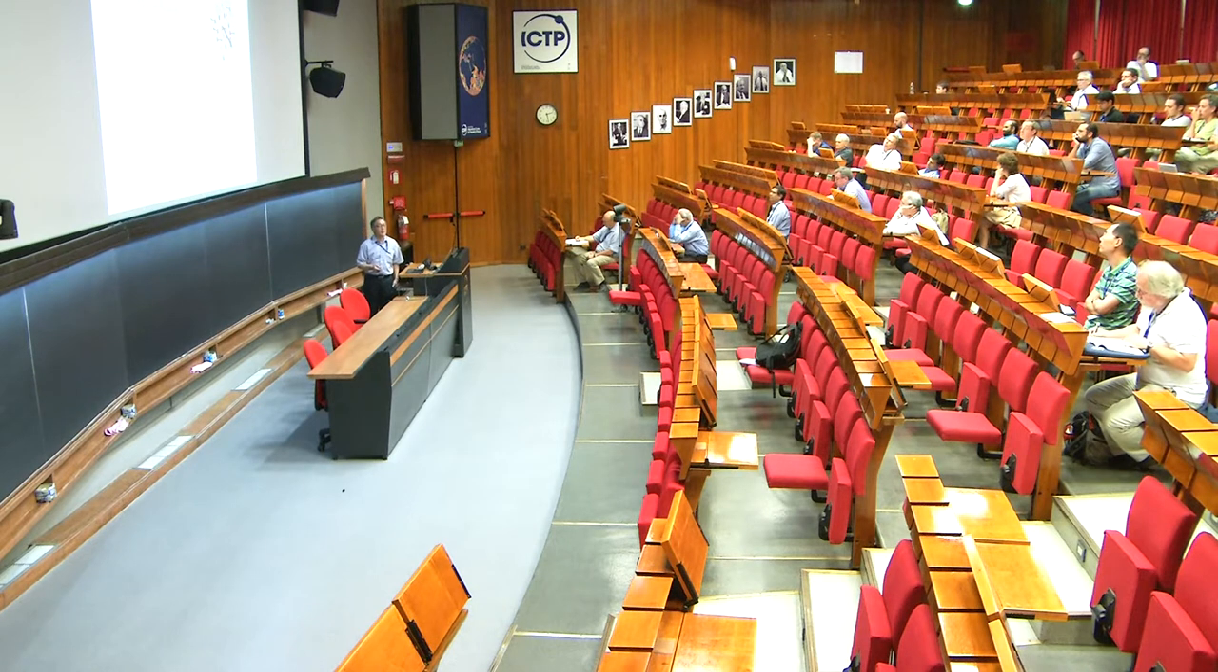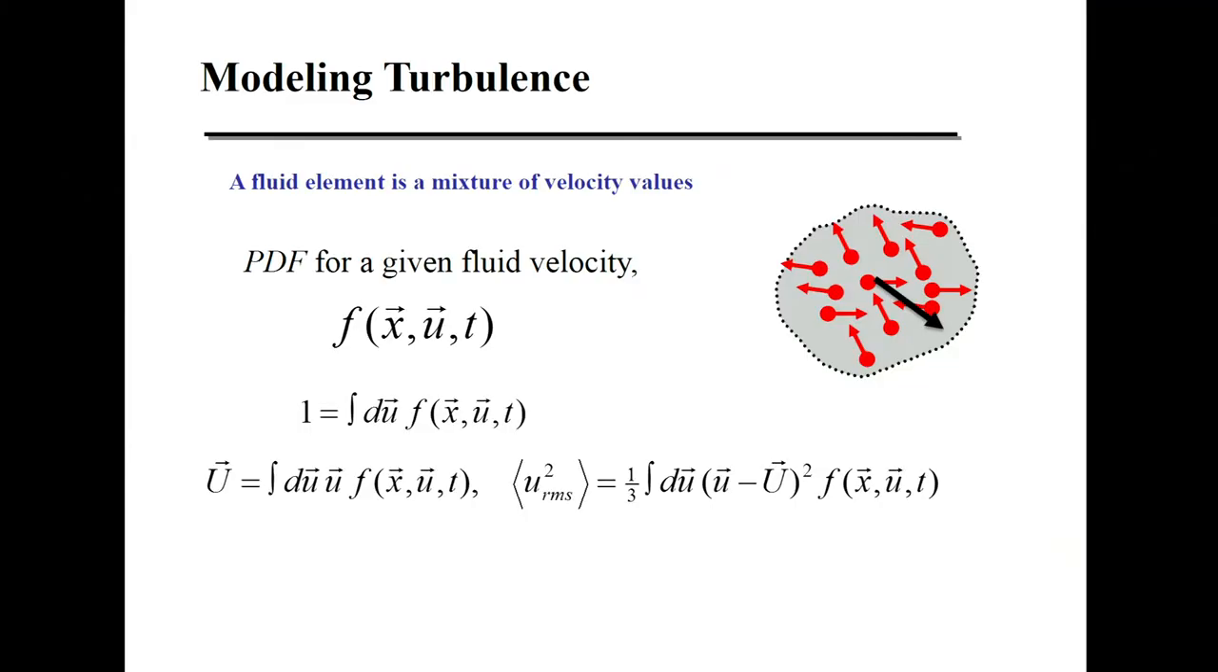And this black arrow represents a large scale averaged velocity, as we know, the average velocity. So say if we are dealing with incompressible flow, then when you integrate over all possible velocity values, obviously the total amount of particles should be one. And now if you take the average of this velocity, you get this big velocity as the Reynolds average velocity. And also you can measure the velocity difference between the velocity and the average squared. That gives you the RMS velocity.